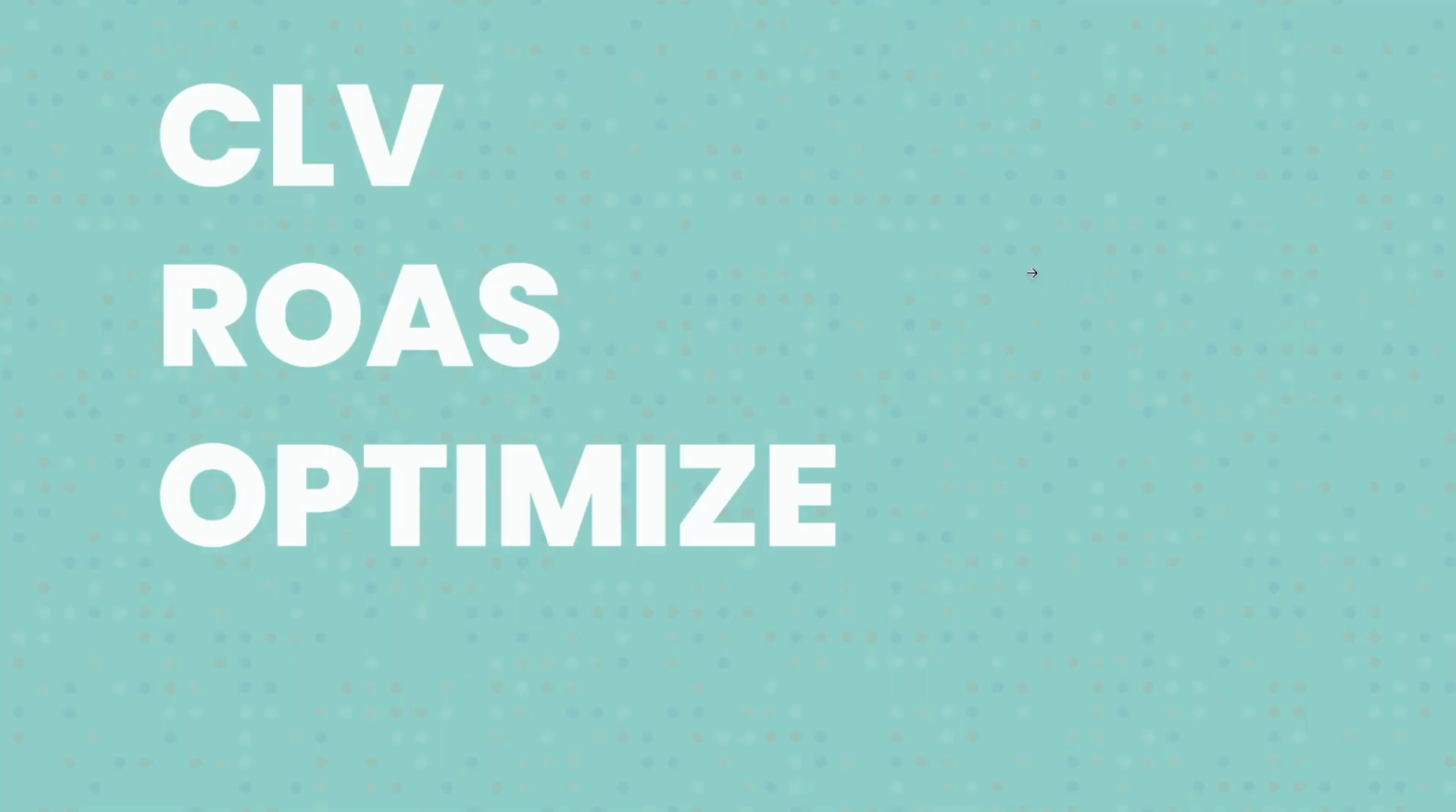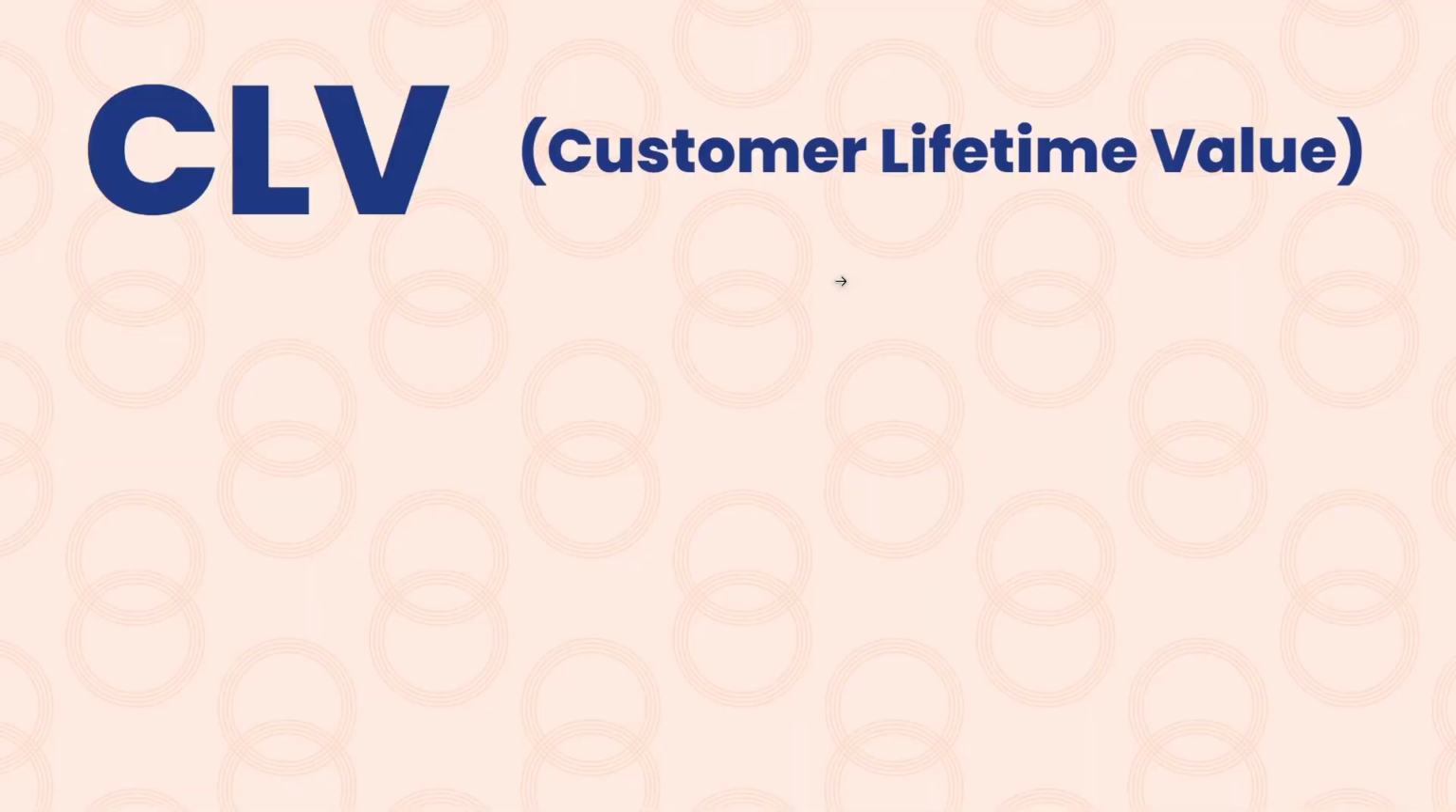So today we're going to cover these two key metrics, CLV, which is customer lifetime value, and ROAS, which is return on ad spend. And then finally, we're going to go over some optimizations for you all. So to start off, let's define customer lifetime value.